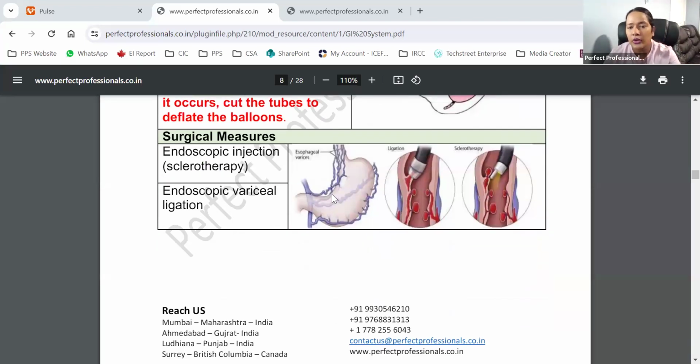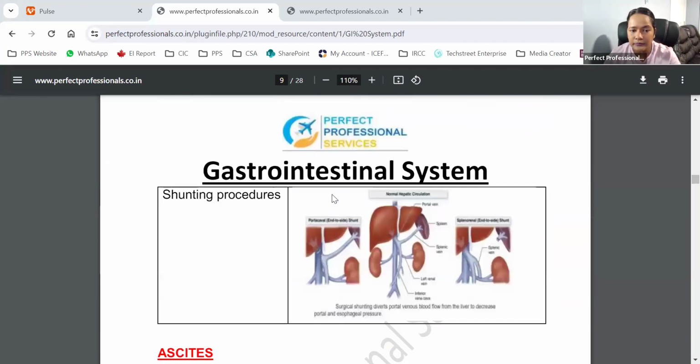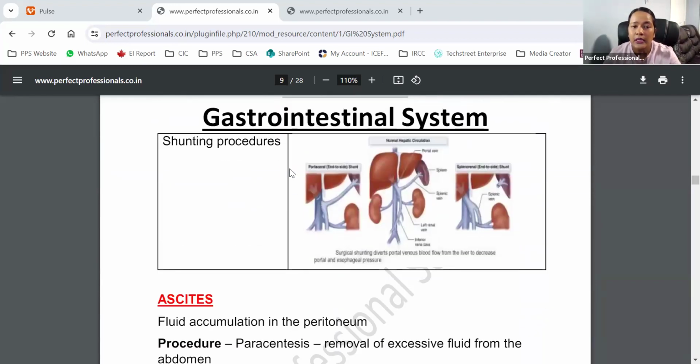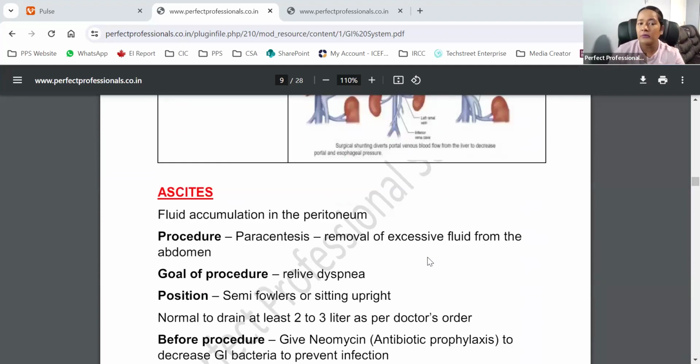Okay. Again, this is not important, so don't worry. But while doing question bank, you may see some questions on this. Do that question, but again, I'm telling you that is not important, but you should know what it is, right? Now, another procedure is shunting procedure. Shunting ਚ ਆਪਾਂ portal vein ਨੂੰ shunt ਕਰਦੇ ਆ, ਉਹਦਾ ਜੋ pressure ਆ ਉਹਨੂੰ cut ਕਰਦੇ ਆ. Okay, that is there. Next problem is ascites.